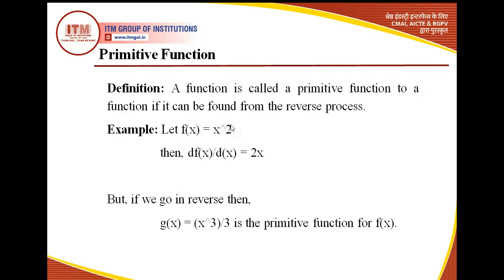Now obviously there would have been a function which was differentiated in order to get this first function. So there can be a function that would have been differentiated in order to get f(x). That function would be known as the primitive function. So a primitive function is a function that can be got from the reverse of the same process that we are doing in a particular question or example. So what is a primitive function for f(x)? It would be x to the power 3 by 3. If you differentiate x to the power 3 by 3, it would give you x to the power 2.